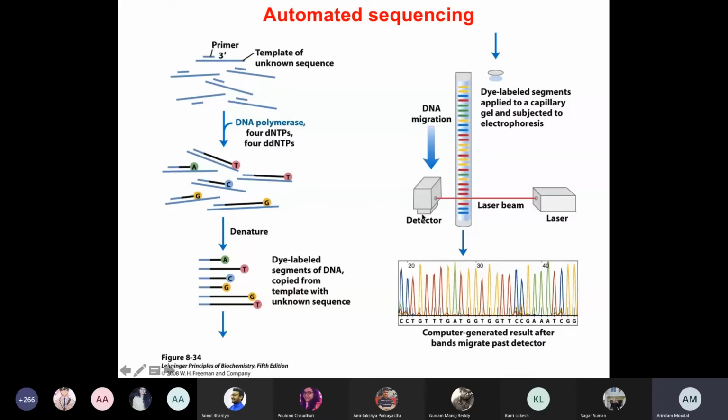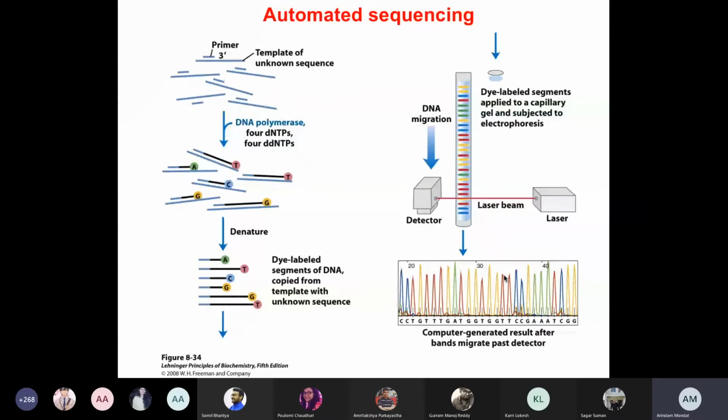The sequencer will automatically suck in the reaction, will pass it through the capillary gel electrophoresis, and there will be a laser detector which will be detecting the corresponding fluorophores. Okay, that data will be converted into this digital platform in order to automatically give you the sequence of the nucleotide. Okay, so still we use Sanger sequencing, but now we use an automated sequencer.